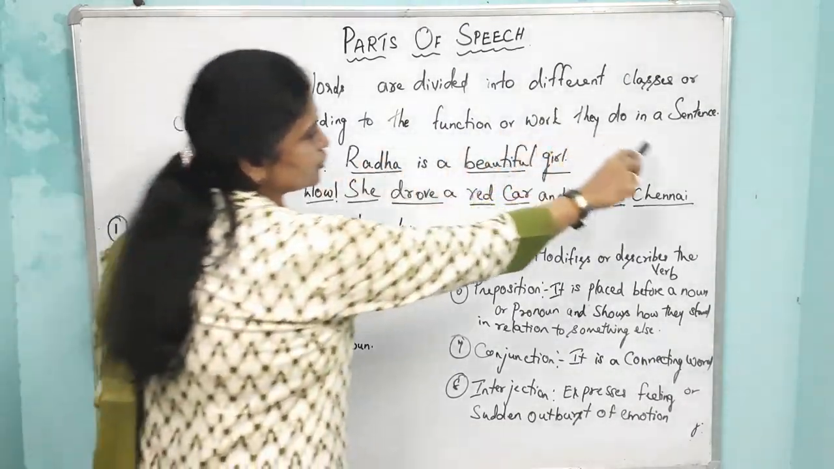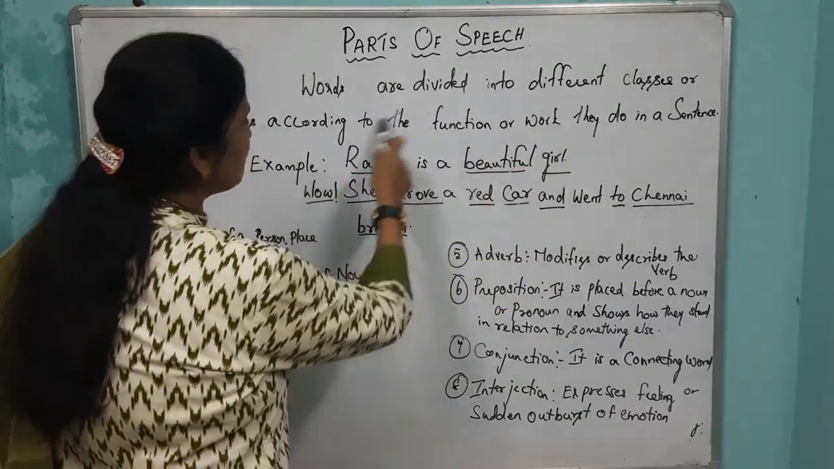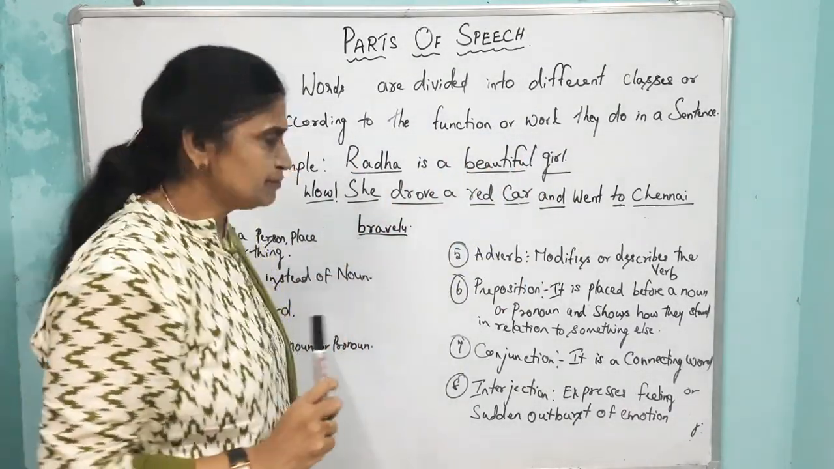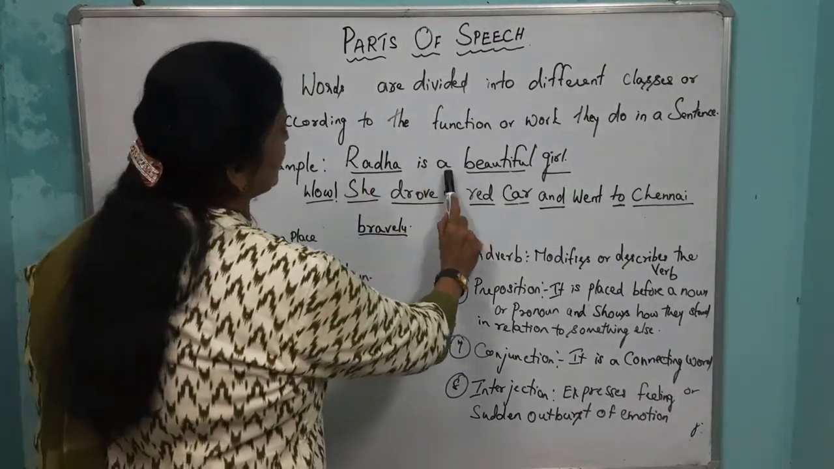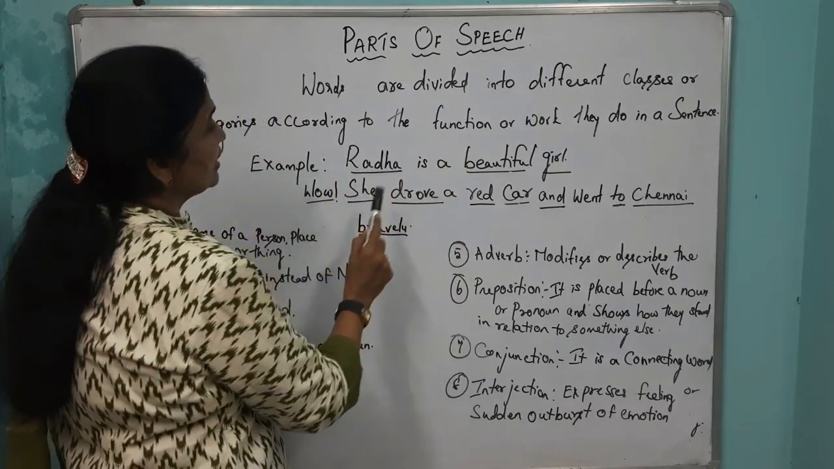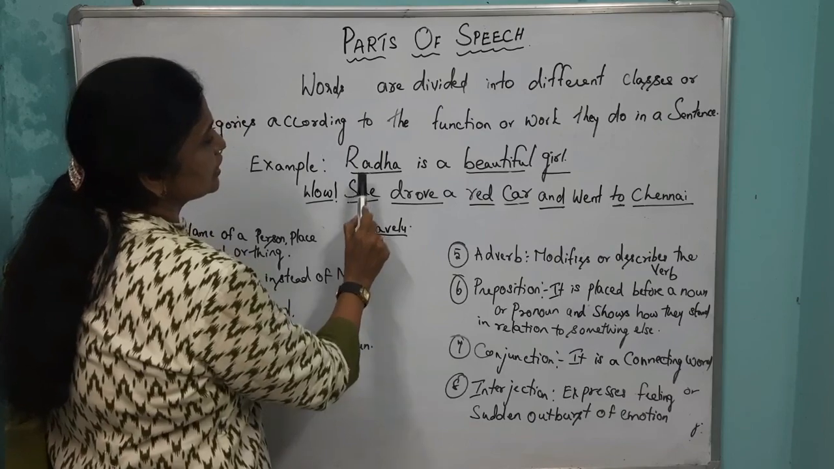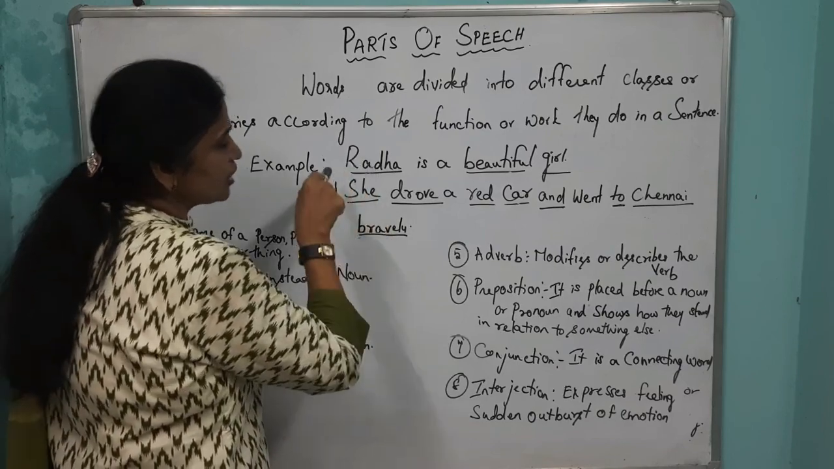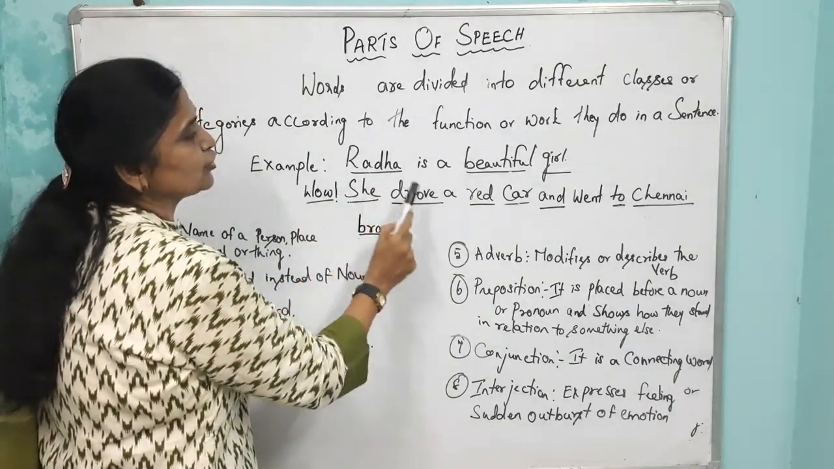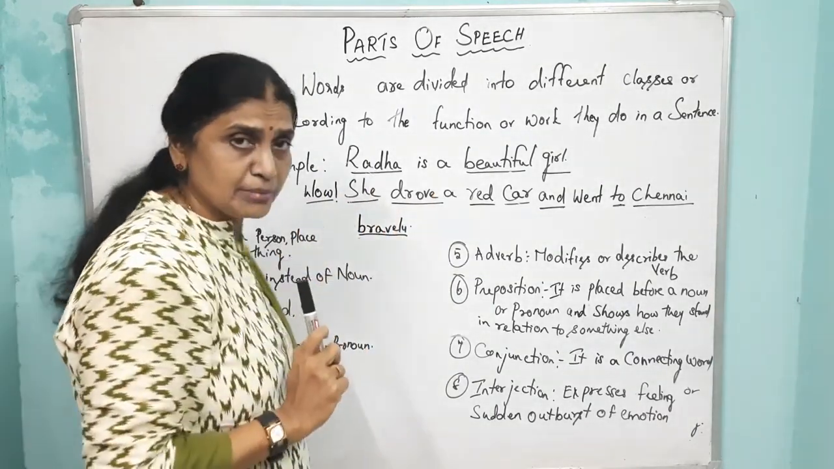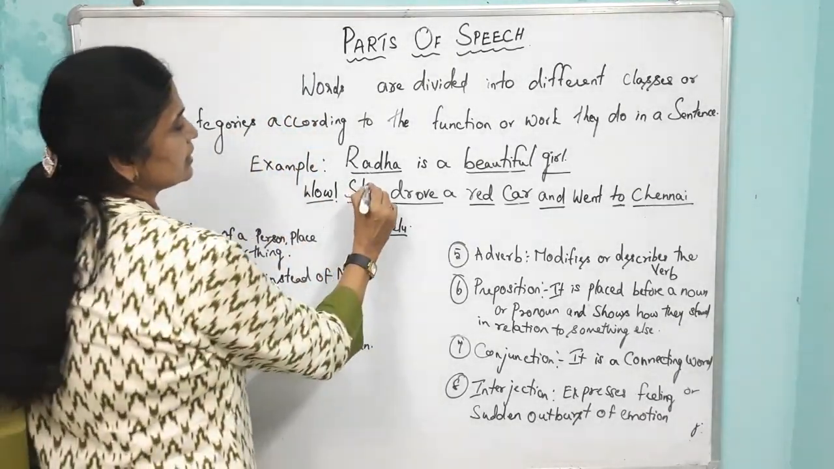Now, again, we'll get back to the sentences. We have two sentences here. Can you identify any pronoun in these sentences? Radha, no. Is, no. A beautiful girl, no. She, yes. Now see here, she is denoting who? Radha. So you are not saying Radha drove a red car. You are just saying that she drove a red car and went to Chennai bravely. So she is what? She is a pronoun. You can say P.